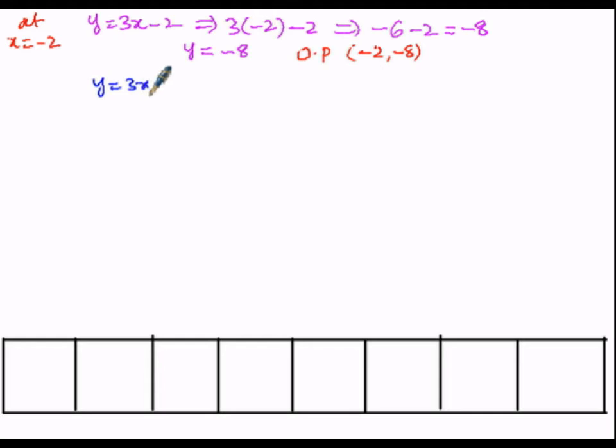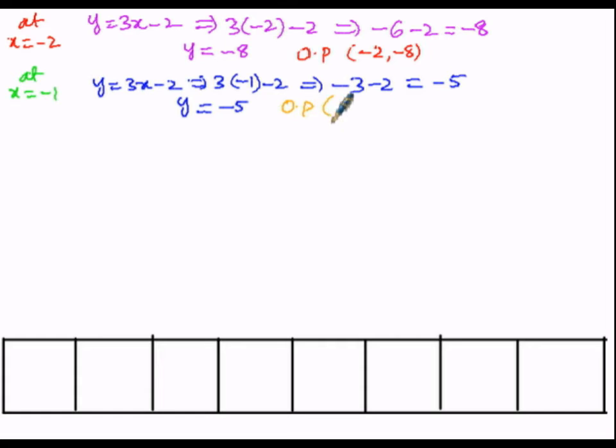In a similar manner we have to substitute in the given condition, that is y equals 3x minus 2, at x equals minus 1. That implies 3 into x value of minus 1, minus 2. So minus 3 into 1 is 3, then minus 2. Minus of minus is plus, we have to add up, 3 plus 2 is 5. Now 3 is greater than 2, and 3 has the negative sign. So we got the y value as minus 5. Then the third ordered pair will be x value of minus 1 and y value of minus 5.